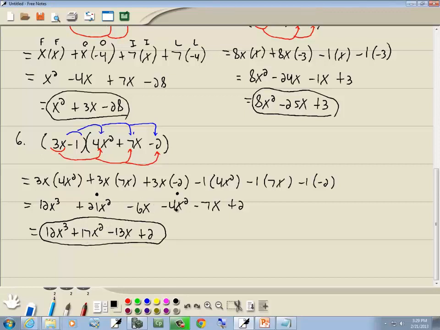21x squared minus 4x squared, 17x squared, negative 6x. Okay. Yeah, that's right.